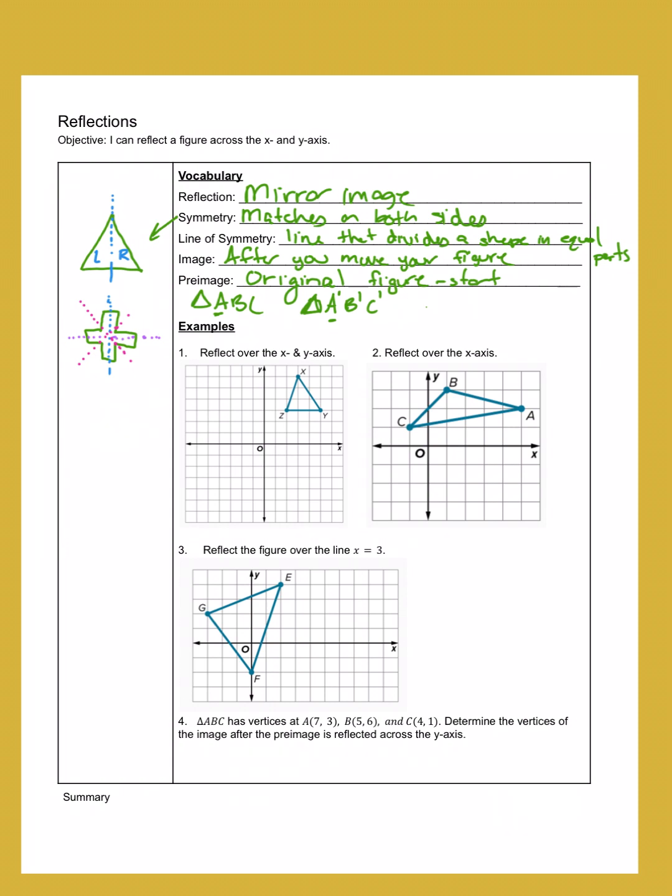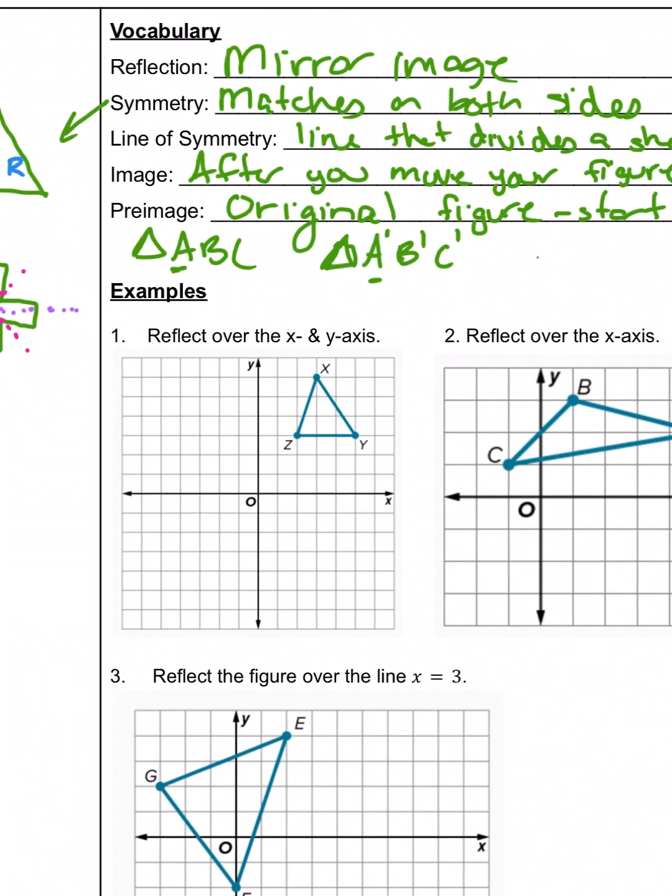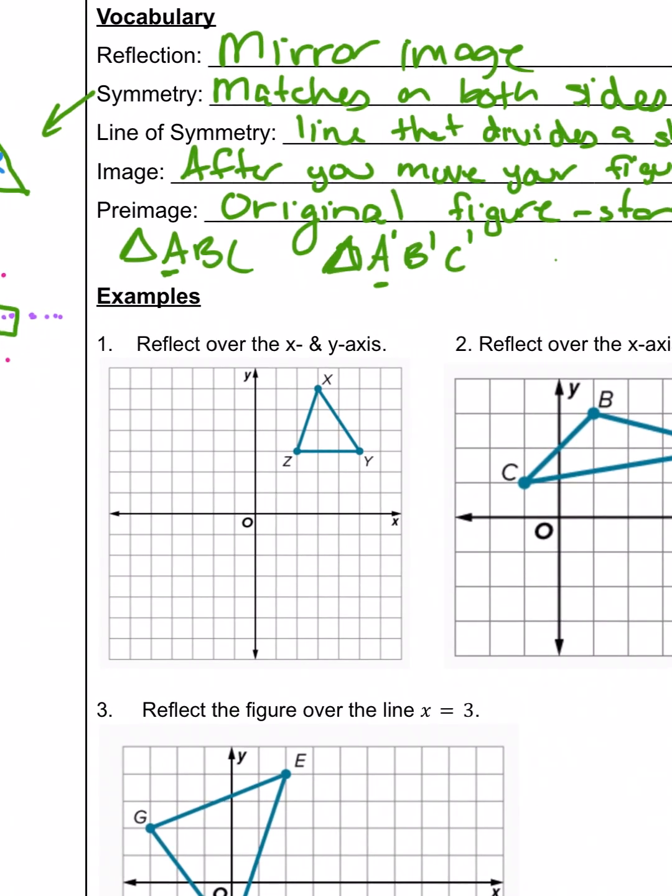So for number 1, we're going to reflect over the X and Y axis. Let's just do one at a time. So when we do this, let's do the X axis first. So we're going to reflect first over the X axis here. So over this one here.